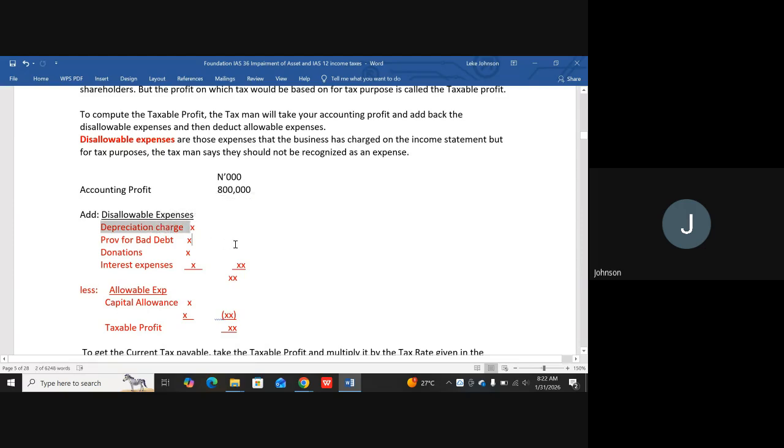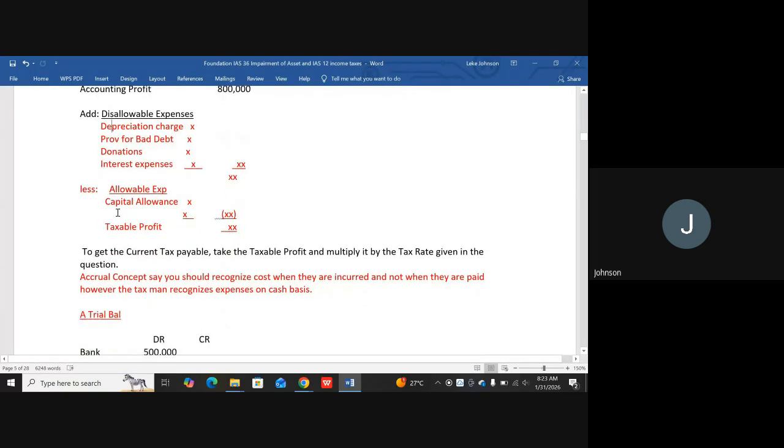Another thing is that the depreciation method used is different for different companies. Some companies may decide to use the reducing balance method, some may decide to use the sum of the year digits, and some may decide to use the straight line method. There are different depreciation methods. However, the taxman does not recognize depreciation. In exchange for depreciation, the taxman recognizes what we call capital allowance. There's a rule that is used when calculating capital allowance.